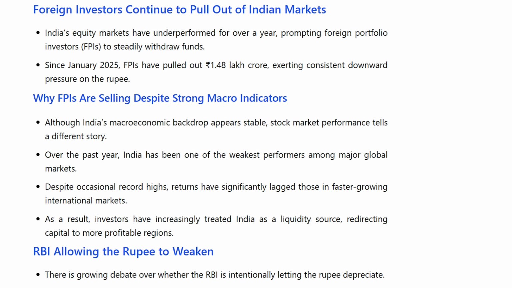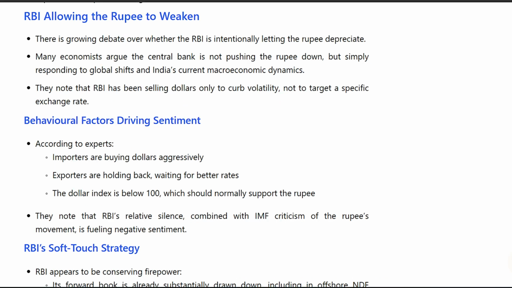RBI allowing the rupee to weaken. There is a growing debate over whether the RBI is intentionally letting the rupee depreciate. Many economists argue the central bank is not pushing the rupee down but simply responding to global shifts and India's current macroeconomic dynamics. They note that the RBI has been selling dollars only to curb volatility, not to target a specific exchange rate.